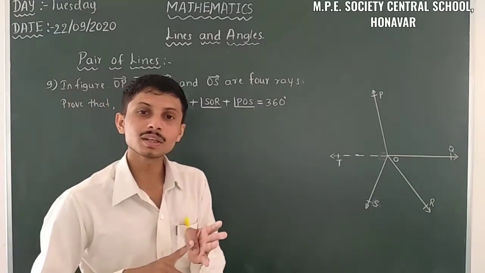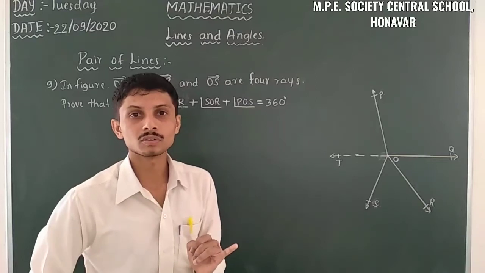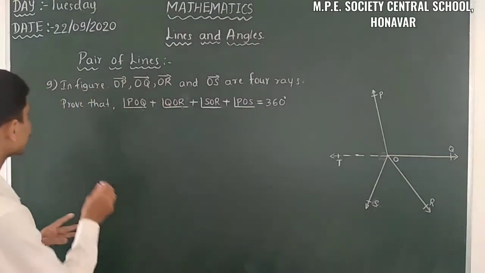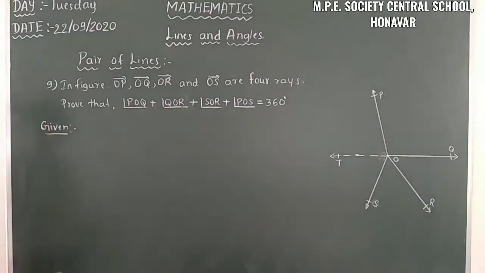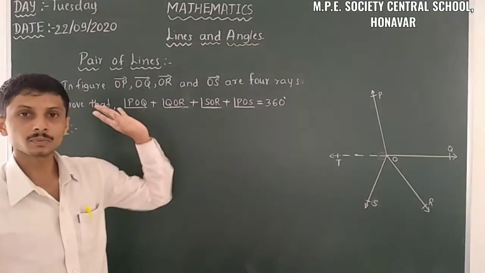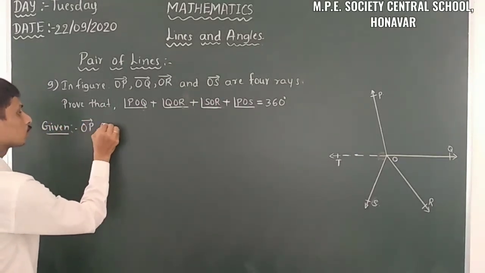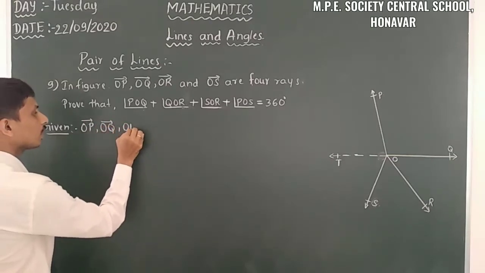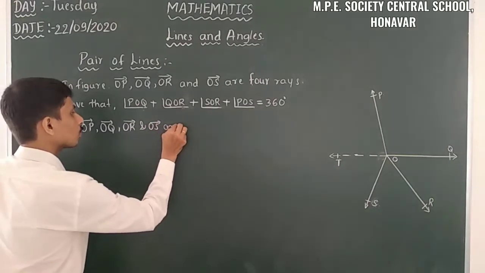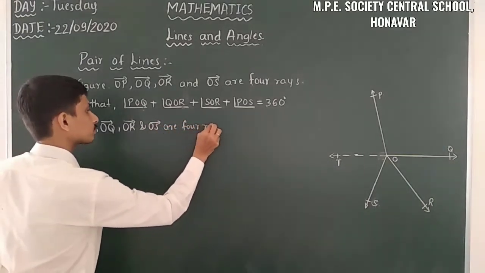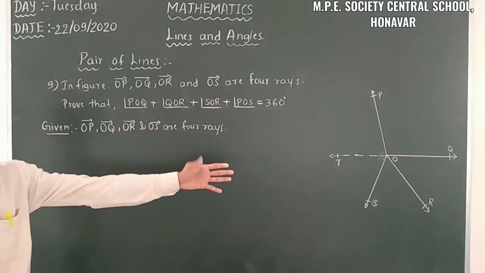After that we have to write all the things. What is the given term here? What is the construction here? What do we have to prove? Then we have to take the proof. Firstly I will write the given terms. What are the given terms here? OP, OQ, OR and OS are 4 rays. So we have to construct OT.